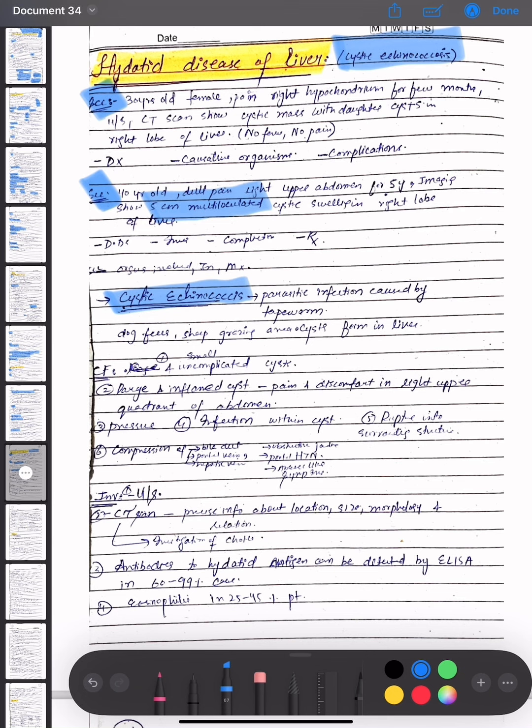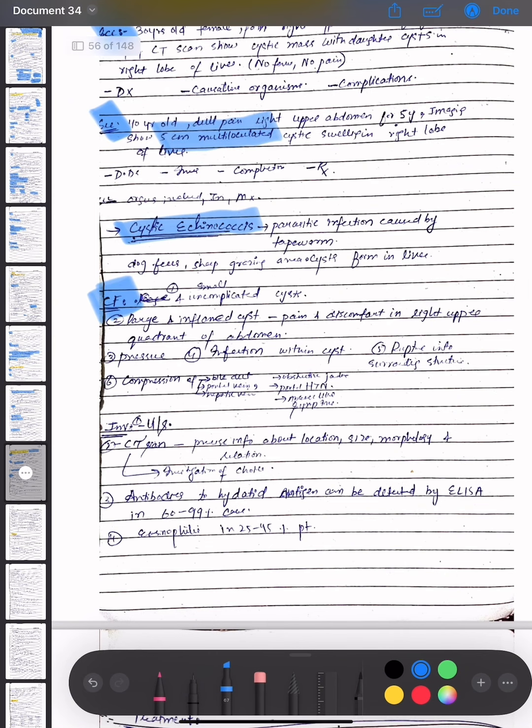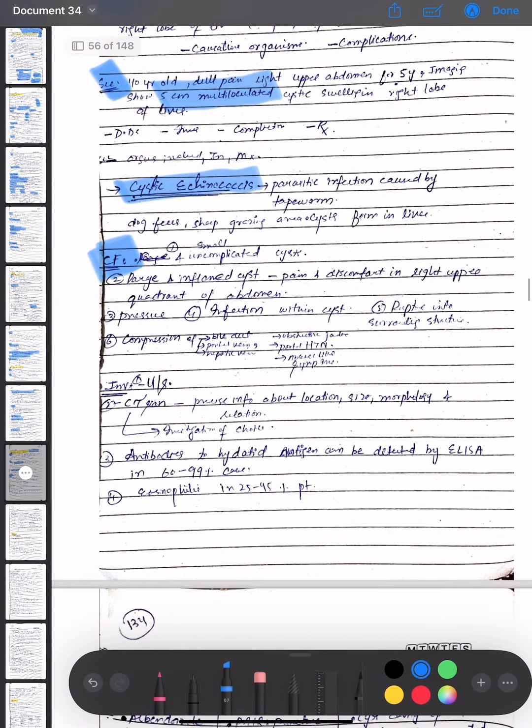What are the clinical features? There may be small and uncomplicated cysts, or large and inflamed cysts, with pain and discomfort in the right upper quadrant of the abdomen, pressure, infection within the cyst, rupture into surrounding structures, compression of the bile duct, portal vein, and hepatic vein, obstruction, portal hypertension, and abscess-like symptoms.